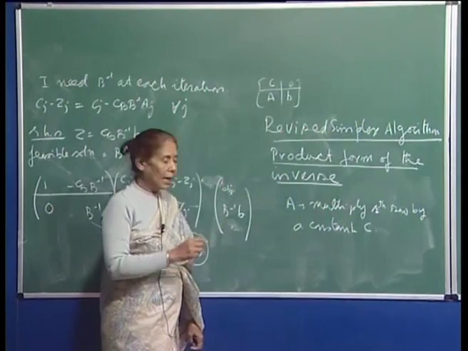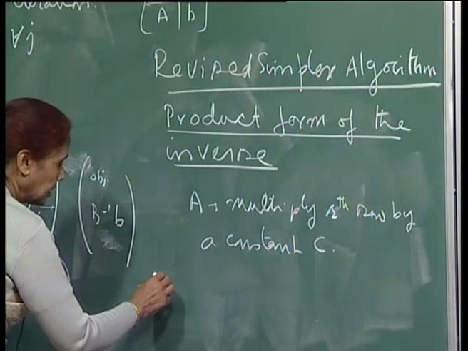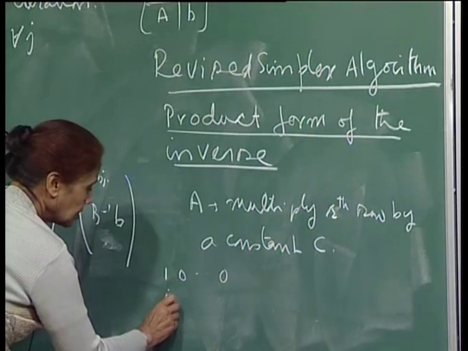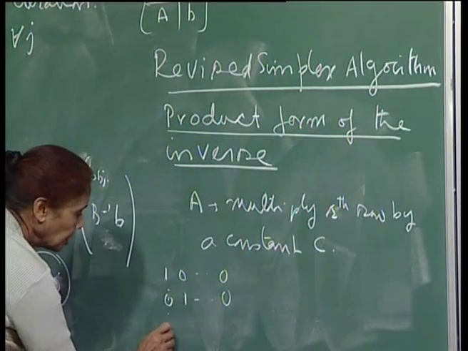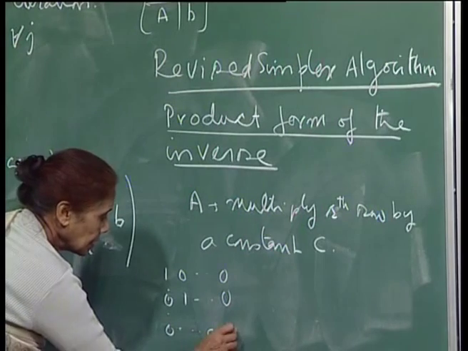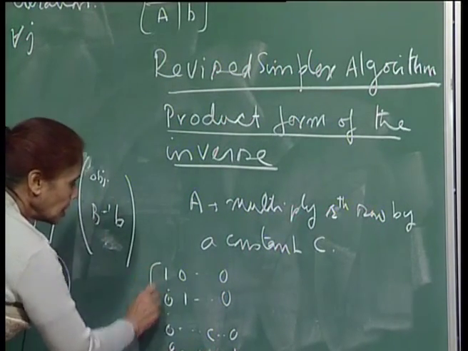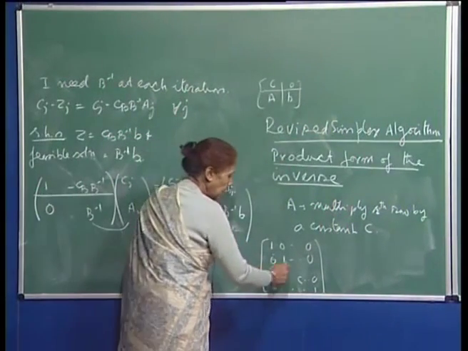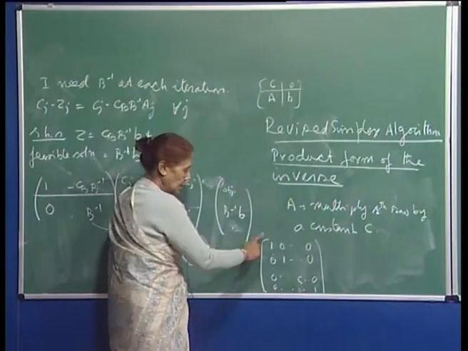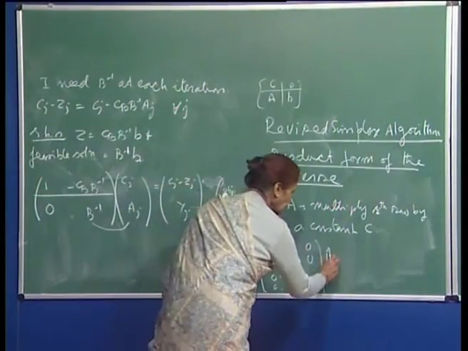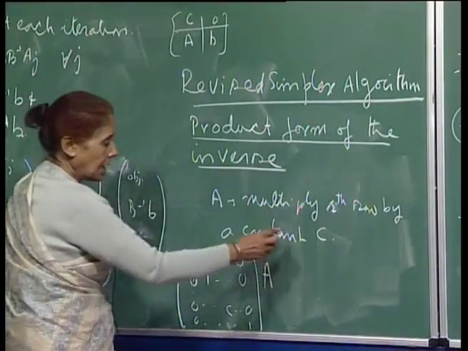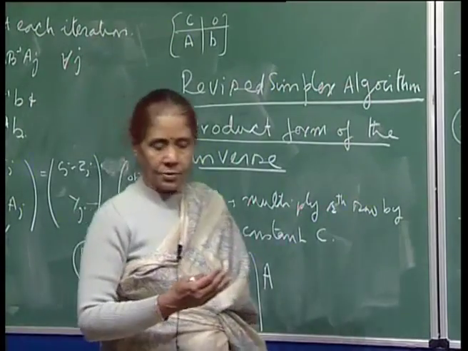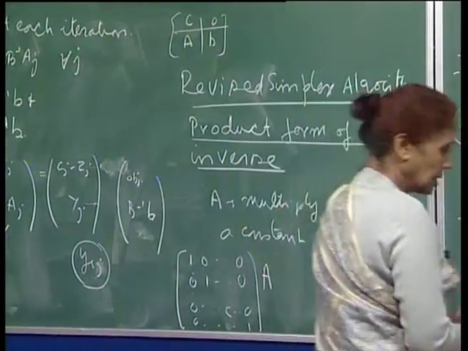What does it mean? I can also multiply the corresponding elementary matrix, that means take the elementary matrix 1 0 0, 0 1 0, and then in the rth row you will have a C here, 0 0 0 1. So this is my elementary matrix, which I obtain from the unit matrix by multiplying the rth row by C. When I pre-multiply the matrix A by this matrix, I get the corresponding result, right. So this we used earlier also, and the same idea I am going to continue with here.